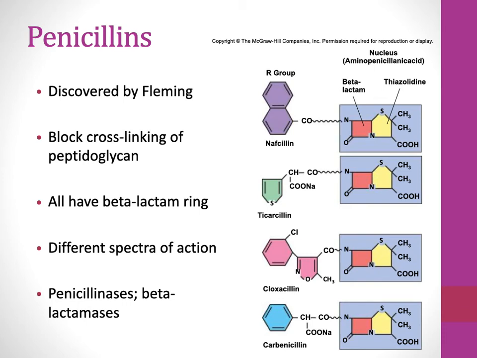So they're all a little bit different than the penicillins, like ampicillin and amoxicillin. They all have this beta-lactam ring, so you can see that beta-lactam ring. And penicillinases, also known as beta-lactamases, are the enzymes that deactivate penicillin. What they do is break that beta-lactam ring, so that the antibiotic doesn't function.